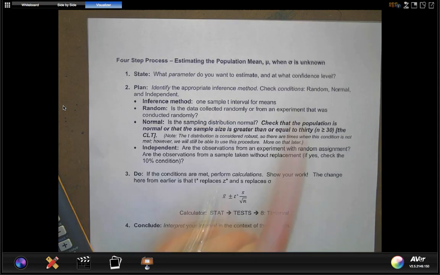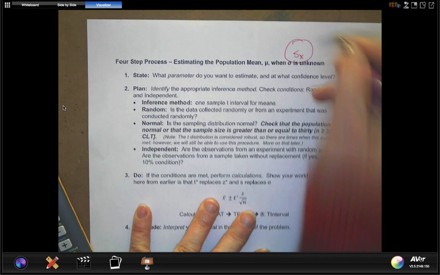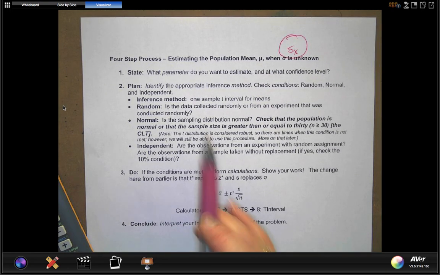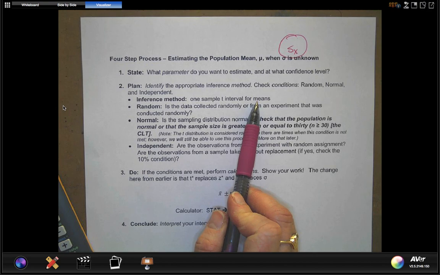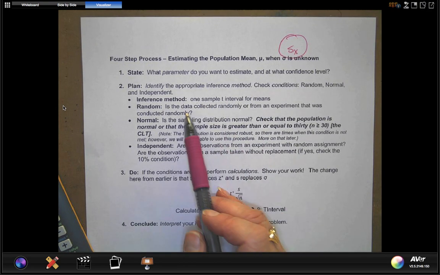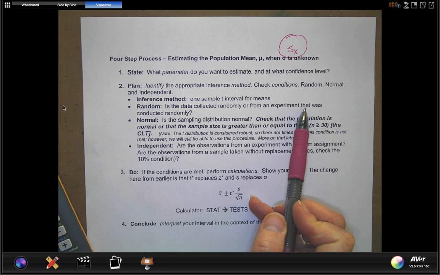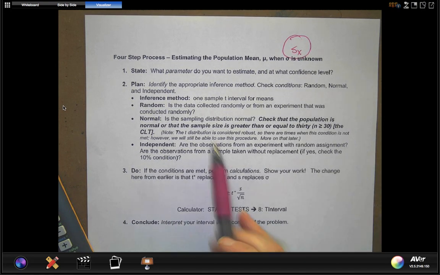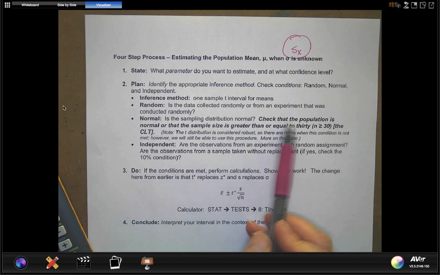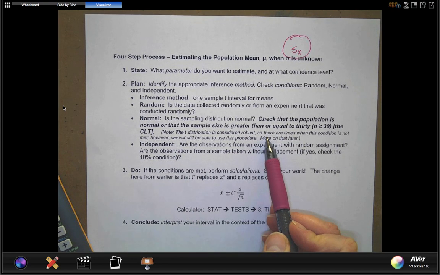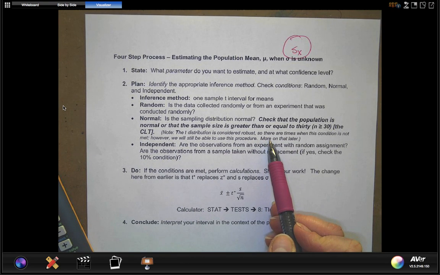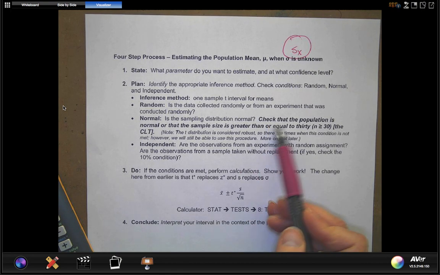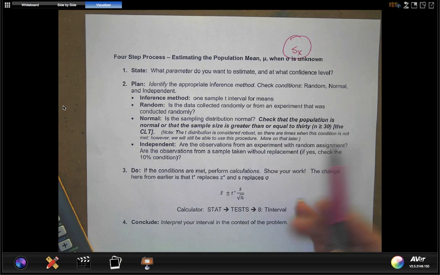So when we're doing these procedures, now we don't know sigma, but we have Sx, so we're going to use the sample standard deviation. So I'm using a one sample t interval for means. Random: is the data collected randomly, or from an experiment that was conducted randomly, same as before. Sampling distribution normal, same check as before. There's a little note here, but I am going to talk more about this in the next lesson. Sometimes we don't have to meet this condition and we can still use our t procedures. Your independent check looks the same as it's been looking.